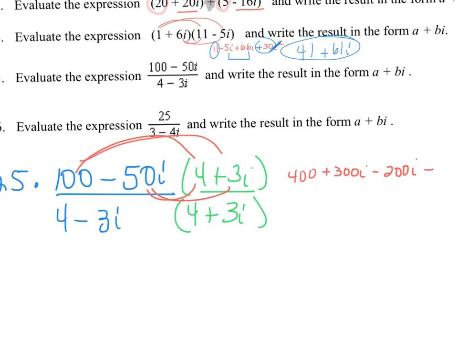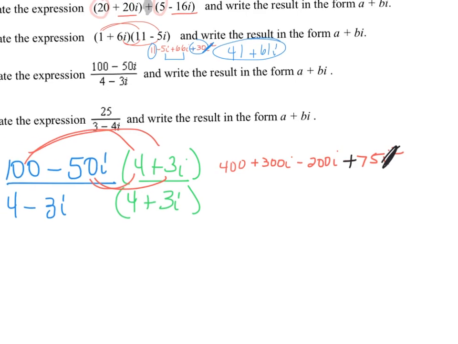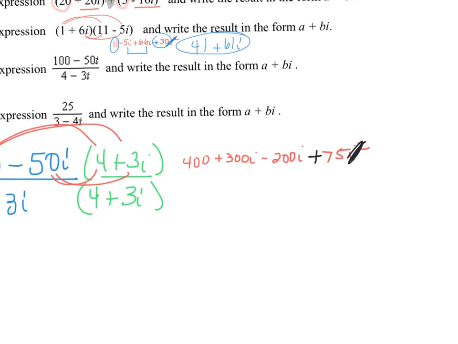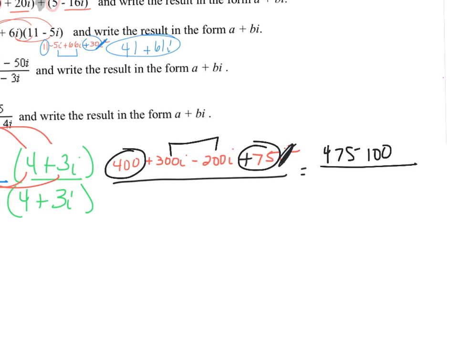50 times 4. And then negative 50 and a positive 3, so negative 75i squared. As soon as you see i squared, what do you do? Cross off i squared and change the sign, negative 1. So now just keep going with the numerator. Just keep simplifying. 400 plus 75 is what? 475, good. And then 300i minus 200i is 100 plus or minus? Plus 100i.